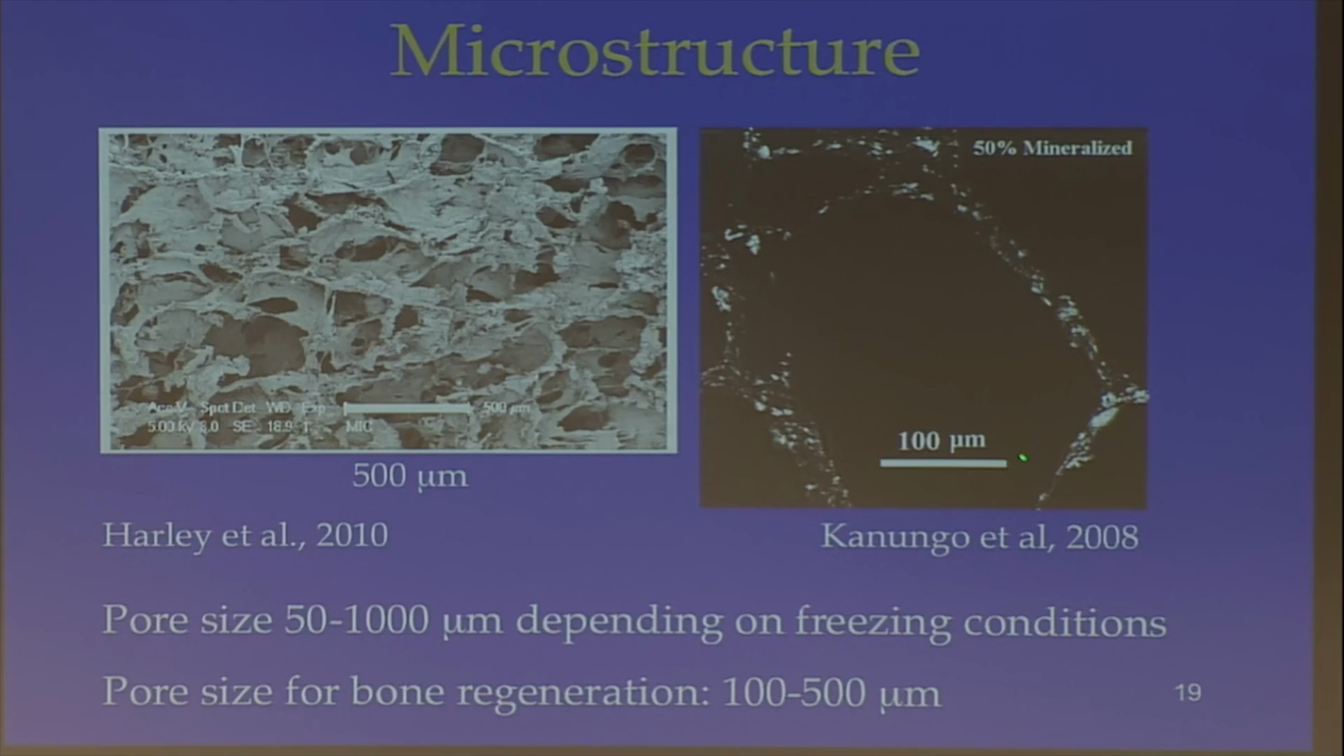Another thing to look at is this image here. And this just shows the white little dots are the calcium phosphate mineral. And it just shows that the mineral is uniformly distributed throughout the thickness of the scaffold.